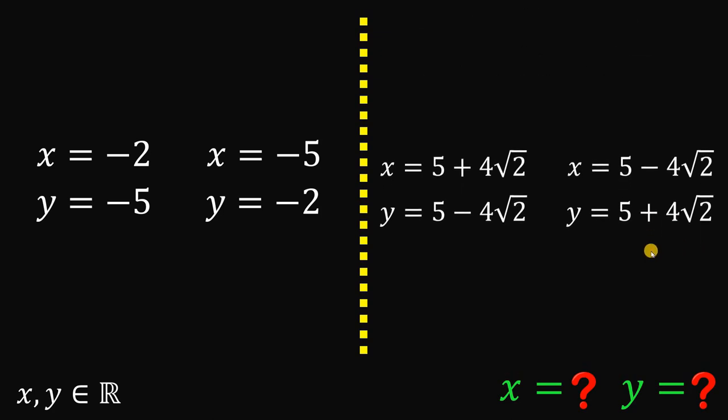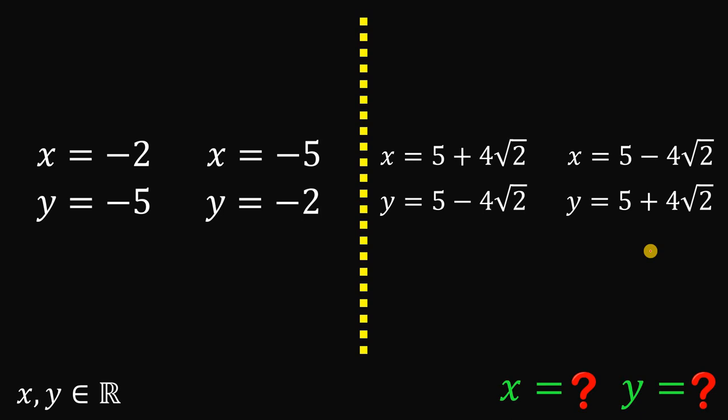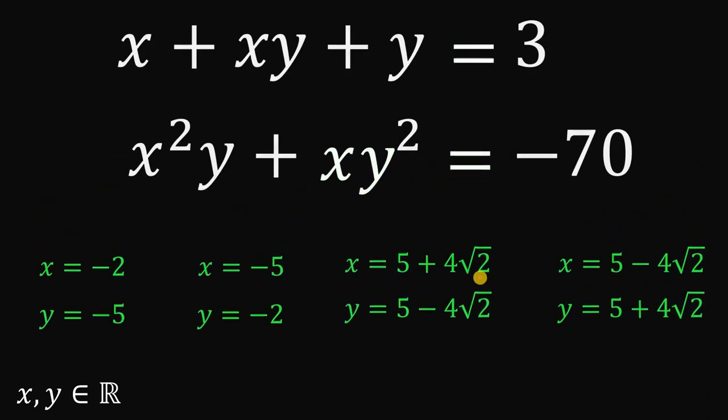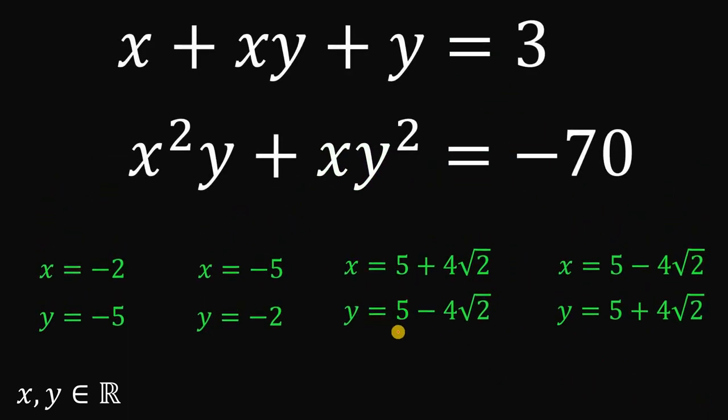And we found another two sets of the values of x and y. So, in this question, we have 4 pairs of x and y, namely negative 2, negative 5; negative 5, negative 2; 5 plus 4 square root of 2 and 5 minus 4 square root of 2; or, if x equals 5 minus 4 times square root of 2, y equals 5 plus 4 times square root of 2. And as always, we are done.